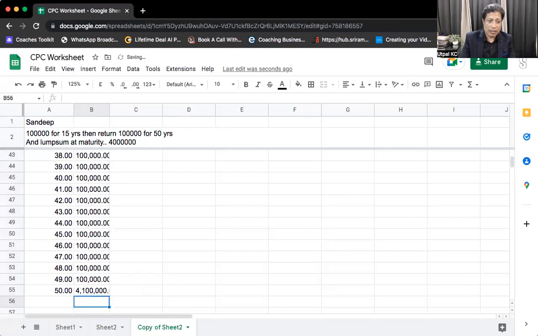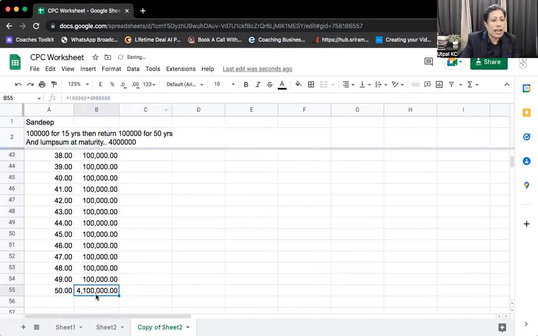So now this is the cash flow, right? I am giving the cash flows: 40 lakhs plus 1 lakh. Correct? Sandeep, the cash flow is correct. Cash flow is correct or not? This is correct, right? It will go up to 66 years.